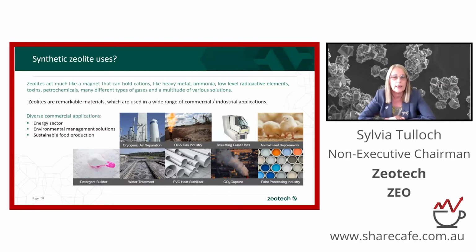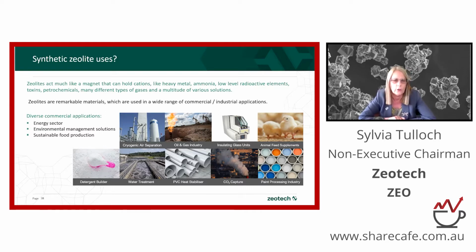So here are some applications of synthetic zeolites. It takes advantage of the fact that they can hold cations like heavy metals or ammonia or radioactive materials or carbon dioxide, and they can sieve them out. So for example, they're used as catalysts in the oil and gas industry. And one of the biggest current uses of zeolites is in detergents.